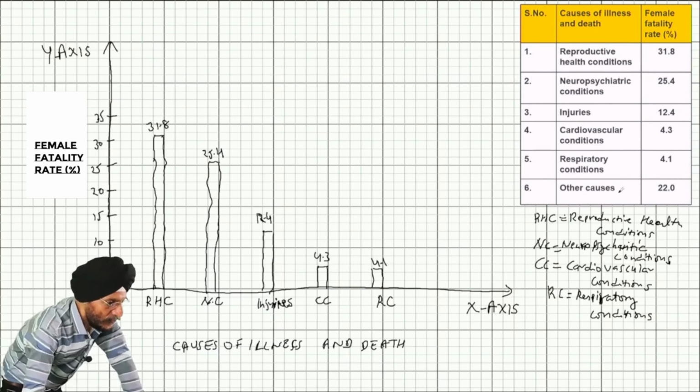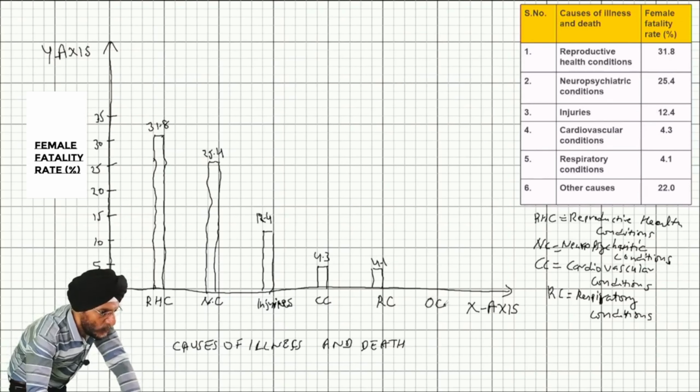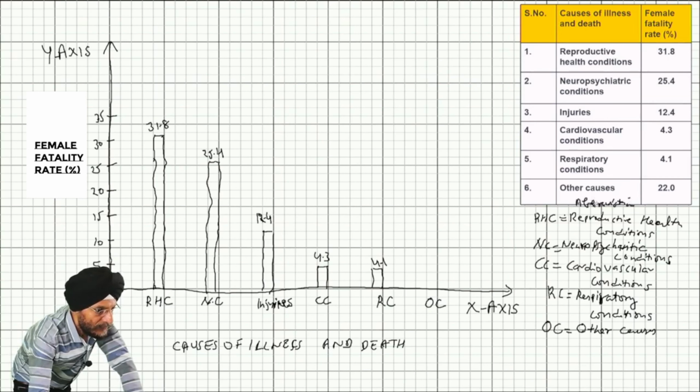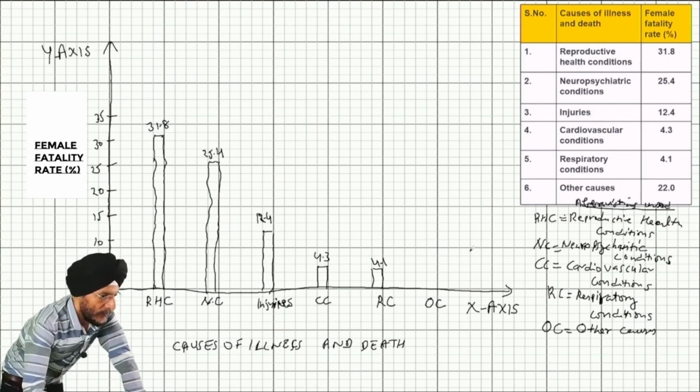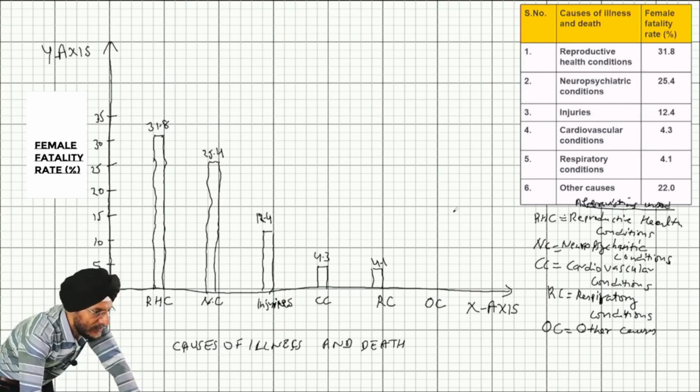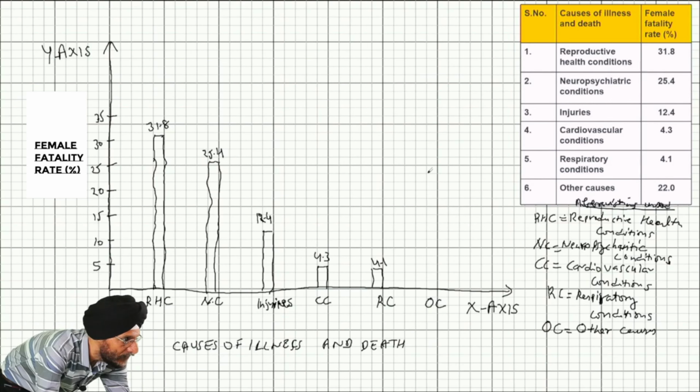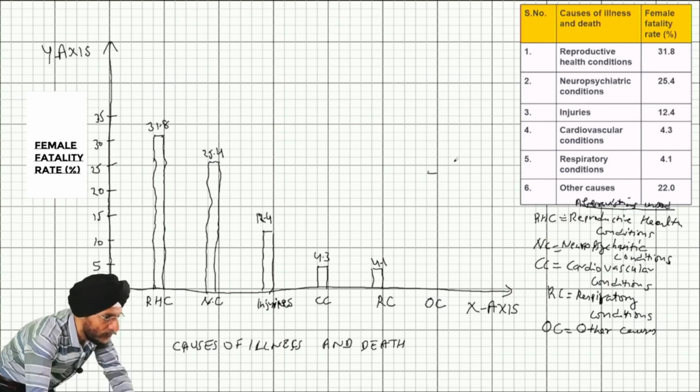Next is other causes. These are 22. Other causes you may mention as OC. We are taking the first word of all these causes. You may mention abbreviations here. Now this is the other causes. This is 22. Can mention it here. 22.